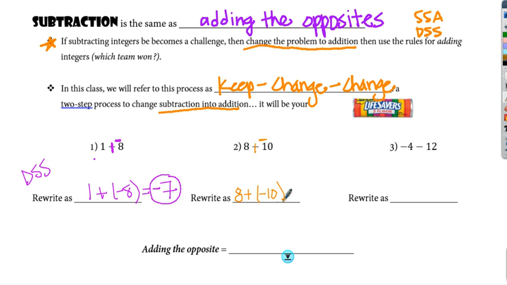And again, different signs we subtract. 10 minus 8 is 2. And which team won? The negative team won, because the 10 is a bigger number and it's negative, so negative 2 is the answer. So I'm going to have you do example number 3 on your own, okay?